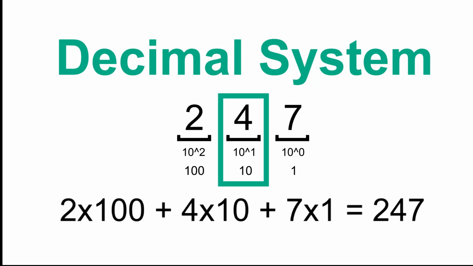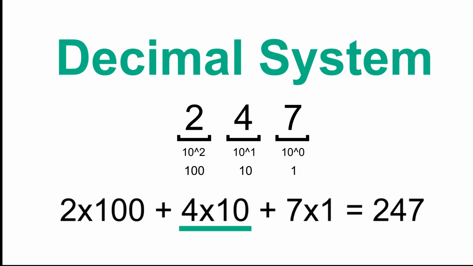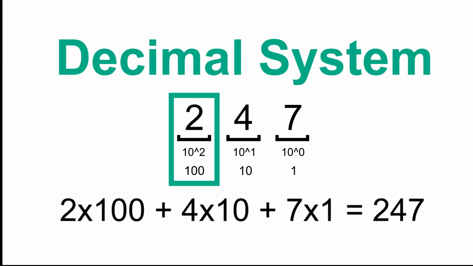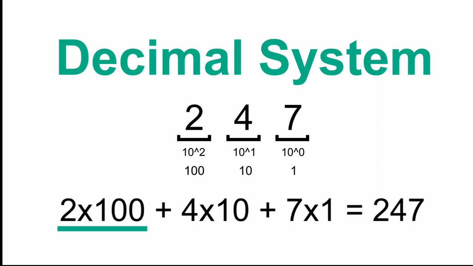10 to the power of 1 is 10. So there are 4 tens. And 10 to the power of 2 is hundreds. So there are 2 hundreds. So when I add them all up, you get 247, just like we saw before.